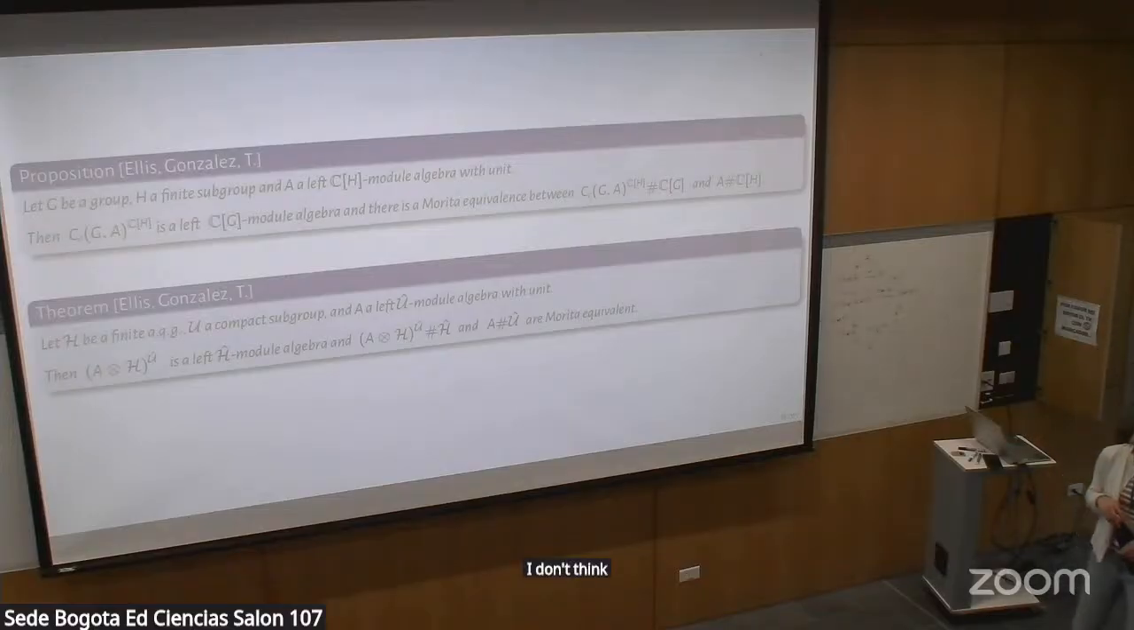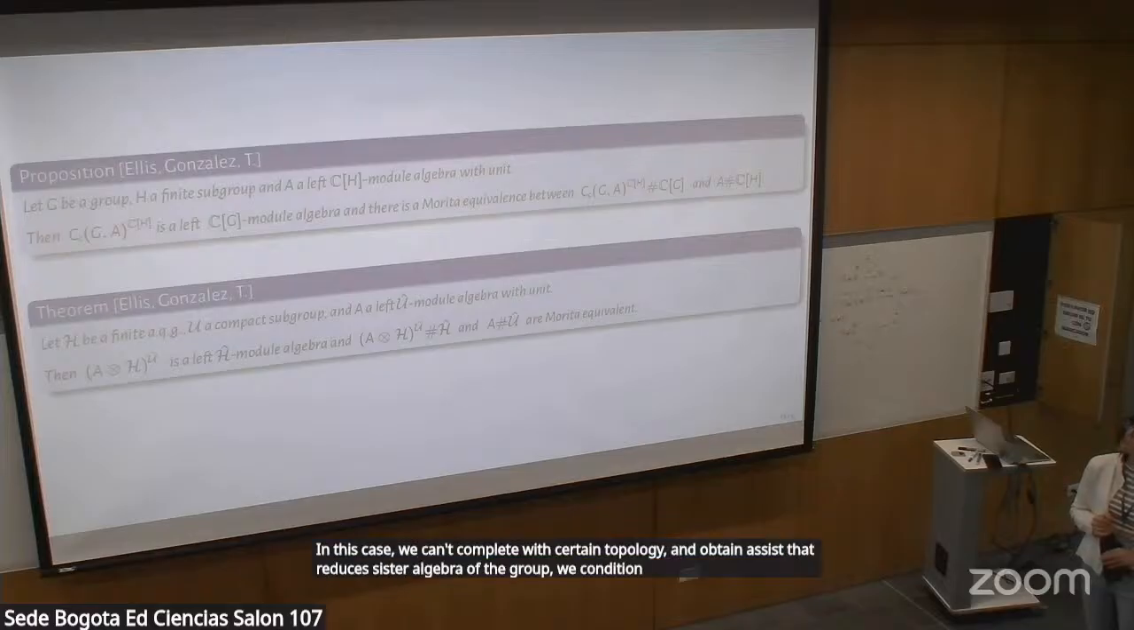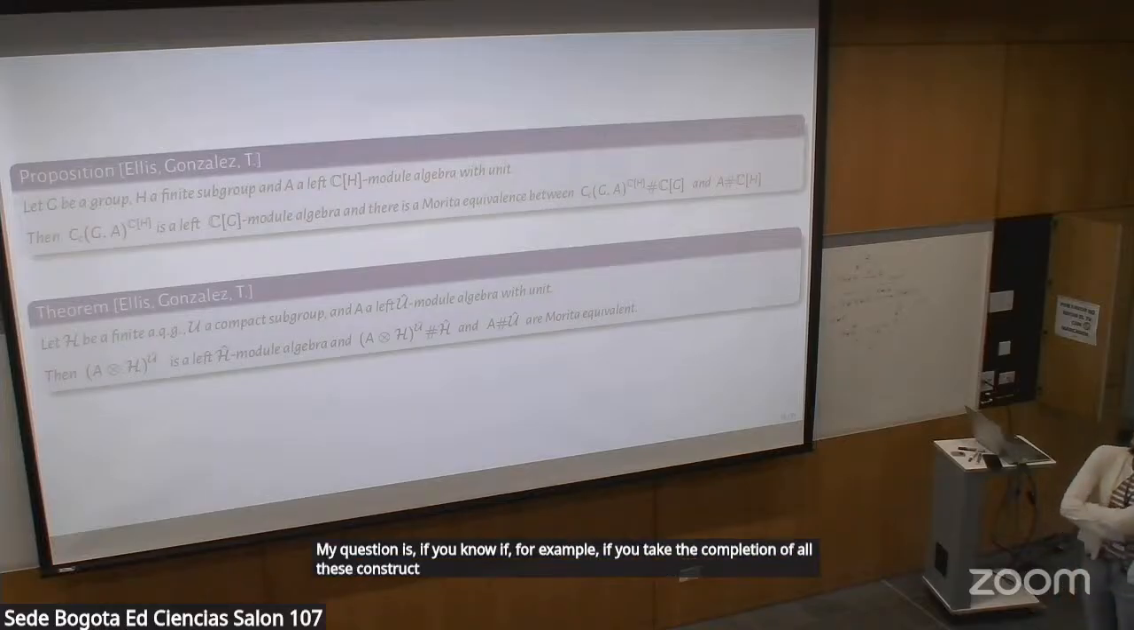For example, in the C-star algebra world, there's a notion of... For example, we have this algebra of compact support. In this case, we can complete with certain topology and obtain a C-star algebra, the reduced C-star algebra of the group with coefficients in A. And my question is, if you take the completion of all these constructions, do you recover the construction in the C-star algebra world?